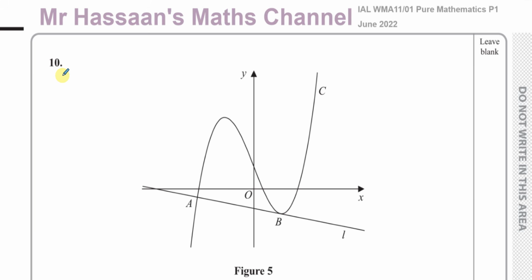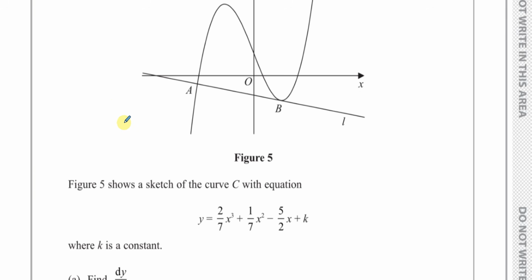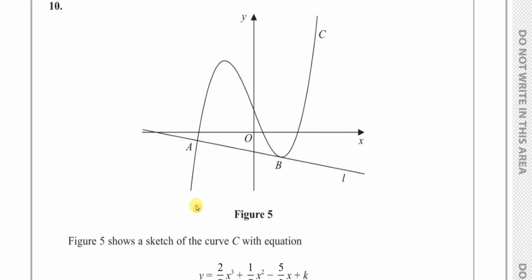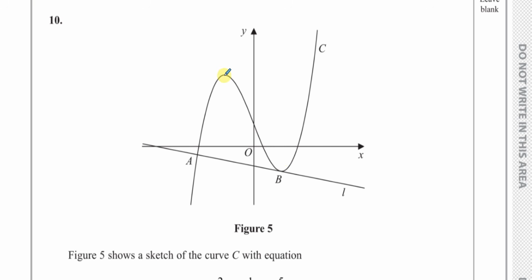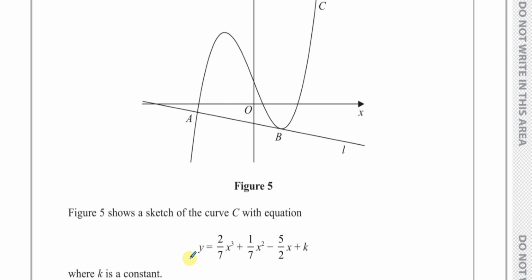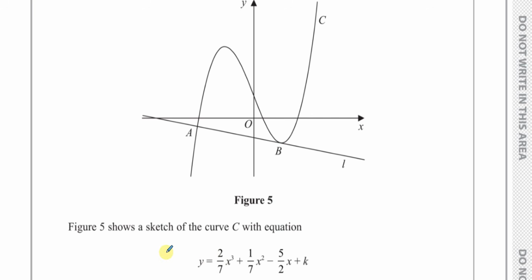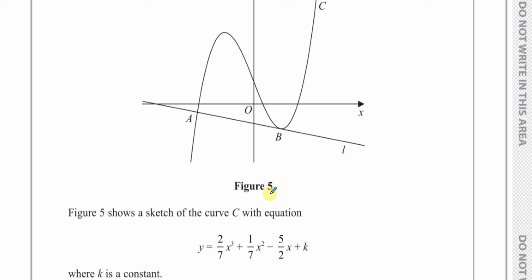Now, this question here is about this curve. It says figure 5 shows the sketch of the curve C, which is this curve over there, with the equation y equals 2 over 7 x cubed plus 1 over 7 x squared minus 5 over 2 x plus k, where k is a constant. So this is a cubic curve, as you can see from its shape. It's a distinctive cubic curve shape.